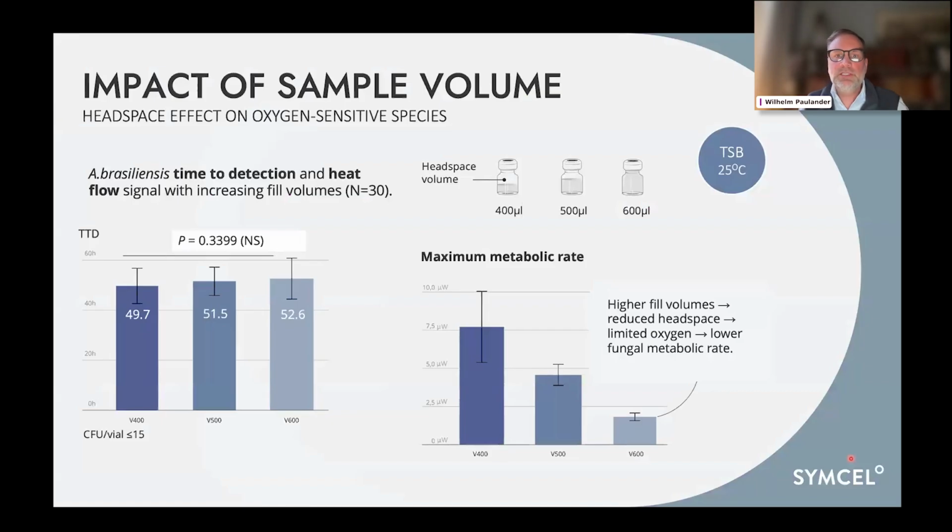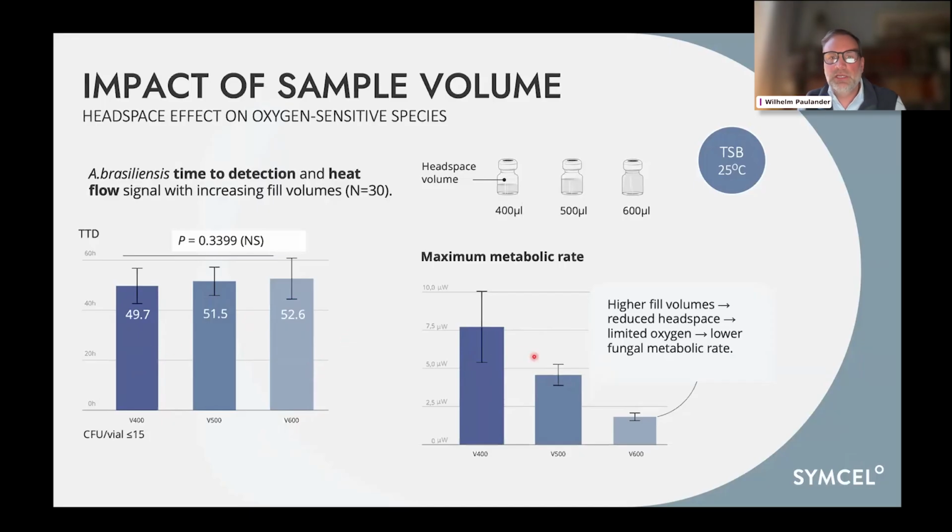One question that I think is extremely important and that showcases a little bit how the system is working is the impact of the sample volume on the output, for instance, for oxygen-sensitive microorganisms such as Aspergillus brasiliensis. To the left, we can look at 3 different volumes, 400 microliters, 500 microliters, and 600 microliters. And we can see that there's no significant difference in time to detection.